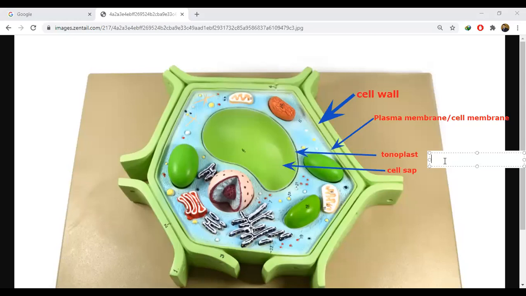These two together, okay, we call them by the word vacuole. So vacuole has three components. One component tonoplast, other component is cell sap.